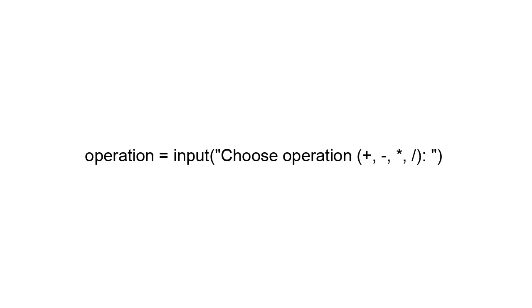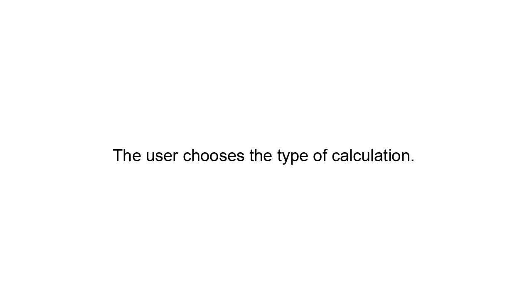Step 2. Select operation. The program asks which operation to perform. Example: operation = input("Choose operation: +, -, *, /"). The user chooses the type of calculation. Step 3. Perform the calculation. The program uses conditional statements. Example: if operation equals plus, print num1 plus num2. Each condition handles a different operation.